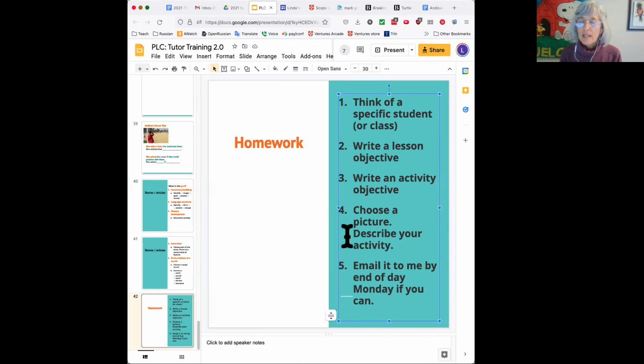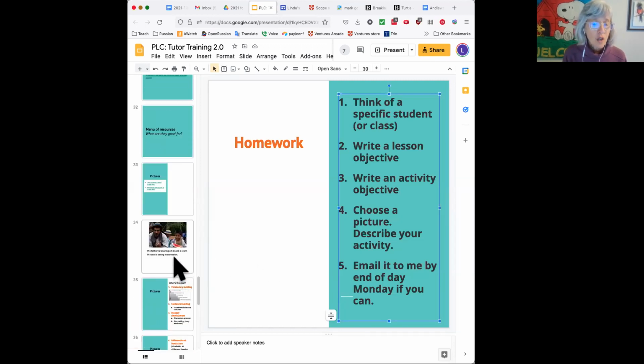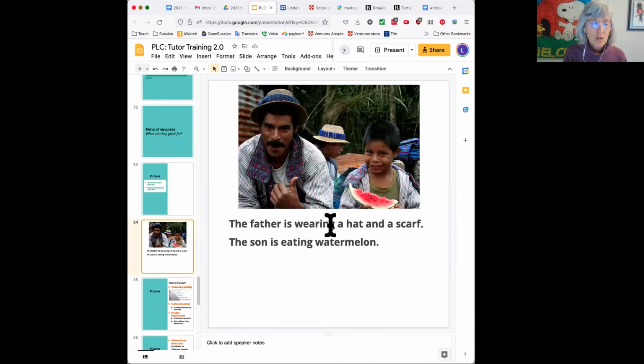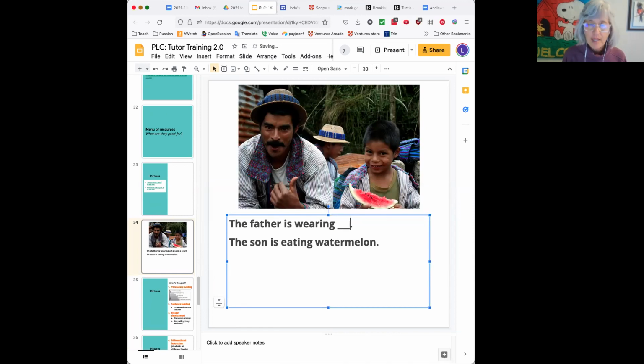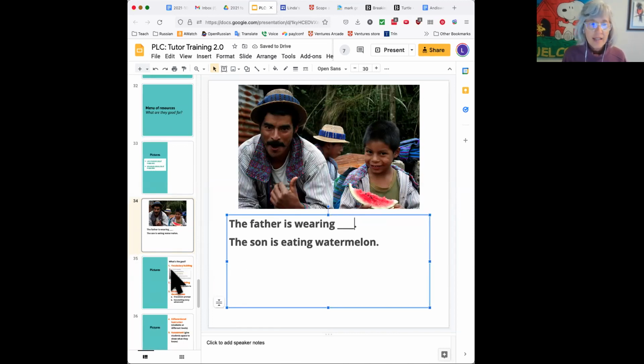So let's keep them simple. We're not going to go into videos and all that. We're going to do that next week. And when I say choose a picture, you can have aids with that picture. You can give a picture that has sentence starters underneath, for example, or you can list the questions that you're going to ask about that picture.